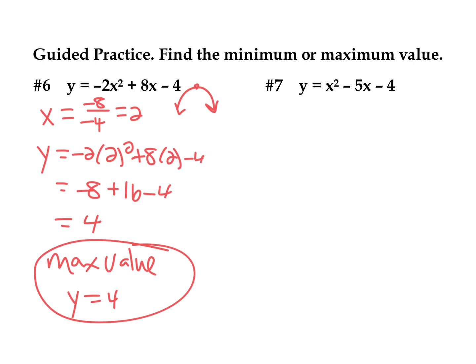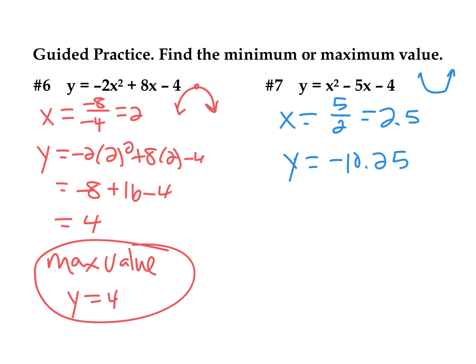In this next example, we're going to start again with x equals negative b over 2a. So negative negative 5 is a positive 5 over 2 times 1 is 2. So we have 5 over 2, or 2.5. Doesn't matter to me which one you use. If you're going to put it in a calculator, most of you are probably going to want to use the 2.5, which is fine. When you calculate that and you put in 2.5 squared minus 5 times 2.5 minus 4, you're going to get negative 10.25. And this is a graph opening up because the a value is a positive 1. So it's going to be a minimum value of y equals negative 10.25.